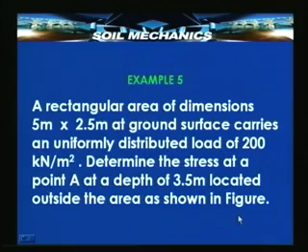Let us take another example. This is again the example of a rectangular area. The dimensions are 5 meters by 2.5 meters. The problem is very similar to the previous one. The load is 200 kilonewtons per meter square instead of 1.5. We again need to determine the stress at a point A at a depth of 3.5 meters, rather than several points at several different locations as we did in the previous problem.